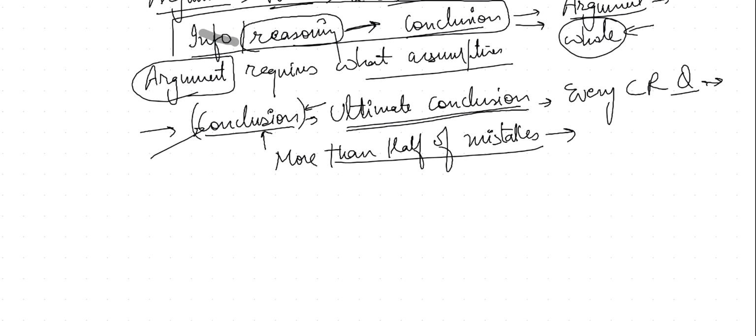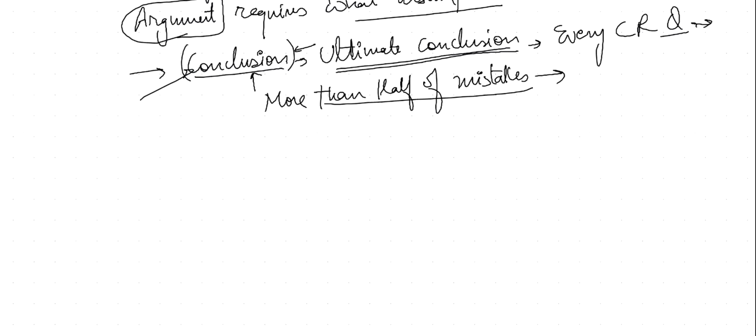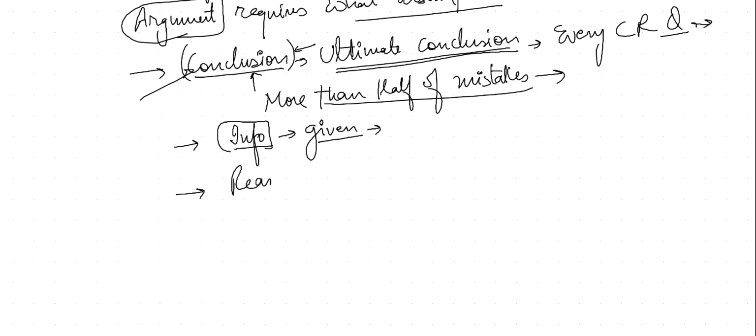So when you read the argument, when you read the paragraph, what you need to do is, first, what is the information being used? What information is given to me? Second, what is the reasoning being made to arrive at a certain conclusion? That's how you need to understand the argument in these three parts.